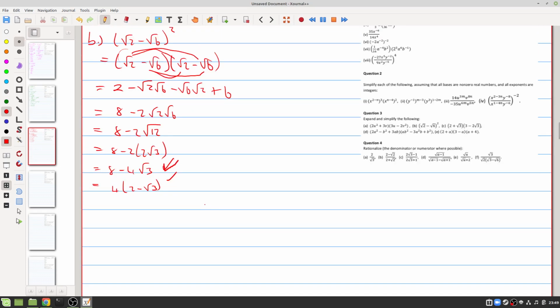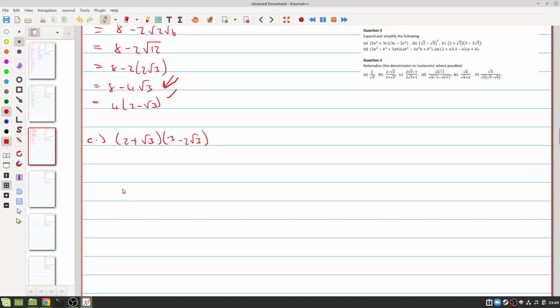Okay, that was question 3B. Let's look at 3C. So here we've got, let me just write it a little bit better. 2 plus root 3, and the other bracket 3 minus 2 root 3. Okay, again, we just multiply out.